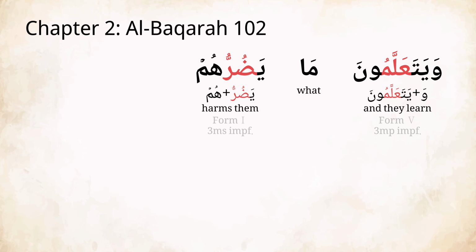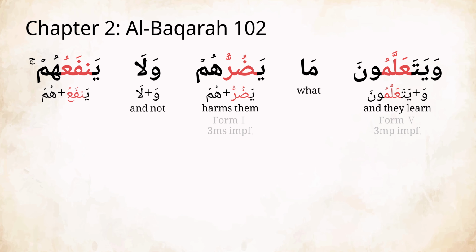It's from the same root as darina from the previous slide. Moving on, we have wala, meaning and not. Up next is yanfa'uhum, which is yanfa'u from the root nun fe ain plus pronoun hum, meaning it benefits them. So the first line, وَيَتَعَلَّمُونَ مَا يَضُرُّهُمْ وَلَا يَنفَعُهُمْ means, and they learn what harms them and does not benefit them.